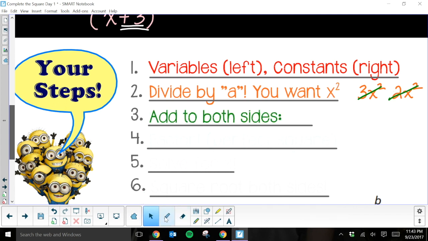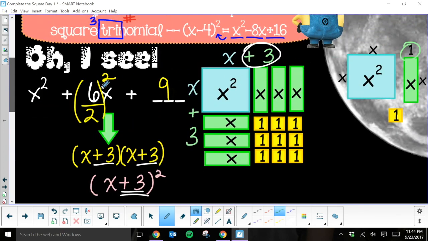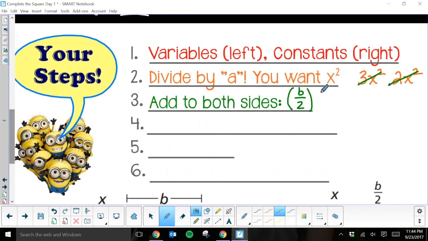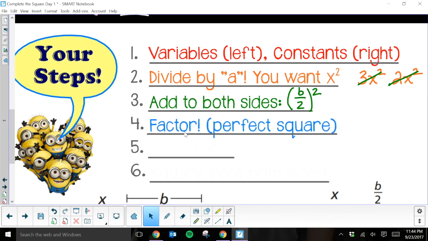And then what you're going to do is add to both sides what we just did. We took that middle piece. Usually we use the letter B for the middle piece. We divided it by 2 because that got us to have equal sides. So 6 divided by 2 gave us 3 on both sides. And then we have to complete the square. Not too bad. And that'll give you that perfect square.